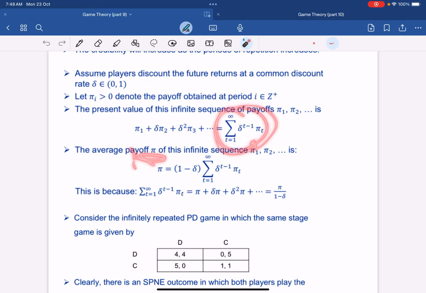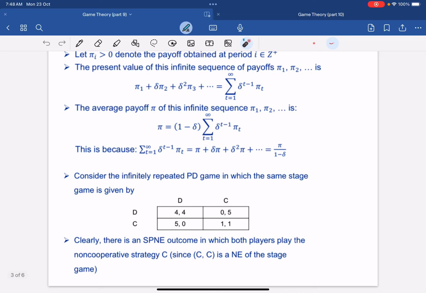Then if there is some average payoff pi, so that means pi plus delta pi and so on will just equal to this. Then this thing is a geometric series, so it's pi over 1 minus delta. Then you cross multiply, it means that the average payoff is this function.